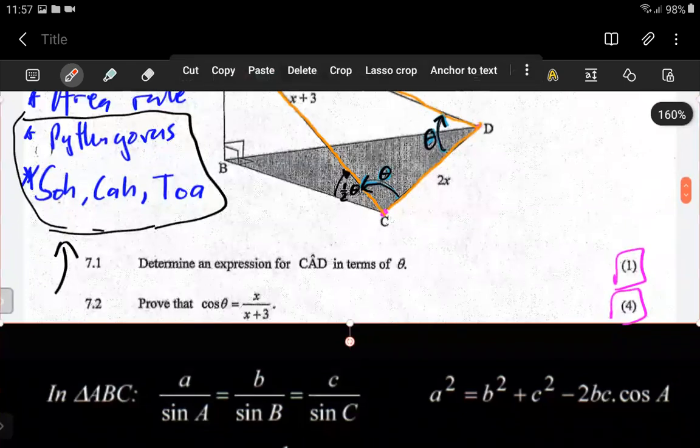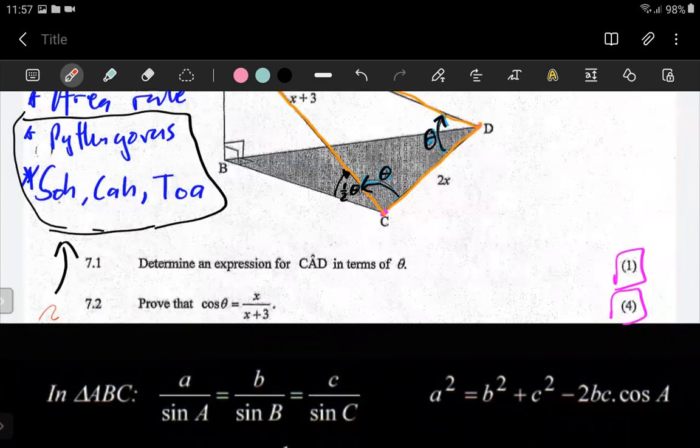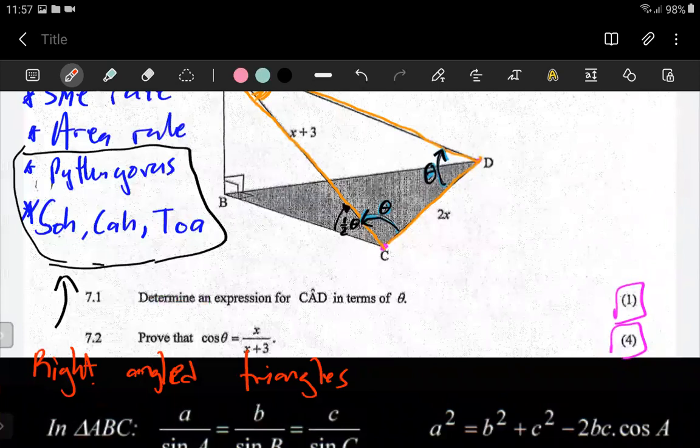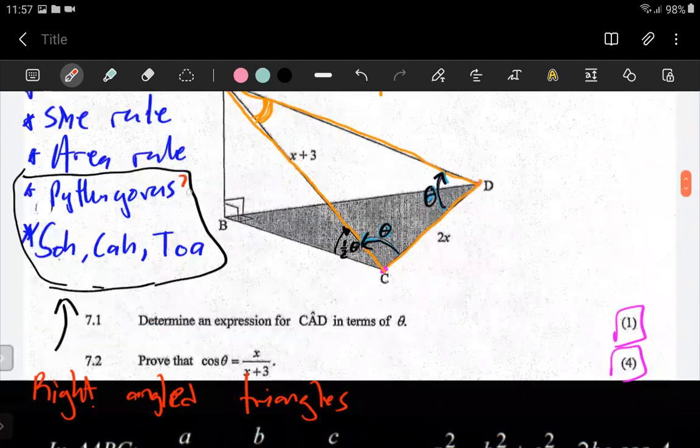So let's put here: right angled triangles. You see, because the moment you don't keep in mind that you have right angled triangles, then you're going to forget that, wait, Pythagoras could help me somewhere if I ever need it.